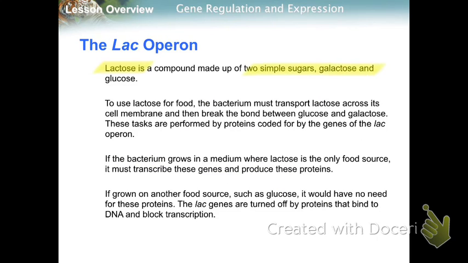Lactose is made up of 2 simple sugars, galactose and glucose. In order to break down lactose, the bacterium has to transport it across its cell membrane and then break that bond. These tasks are done by proteins that are coded for by the 3 genes of the lac operon. If the bacterium is in a place where lactose is the only food source, then these genes have to be transcribed so that the proteins can be produced. If it's grown on another food source, it doesn't need those proteins, so the lac genes are turned off by proteins that bind to DNA and block transcription.